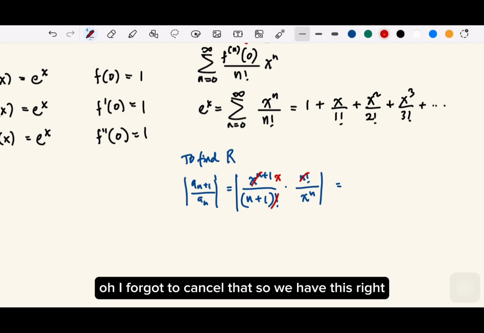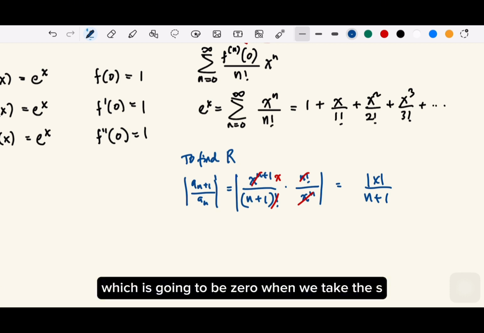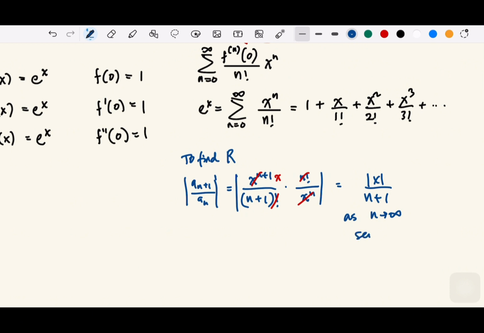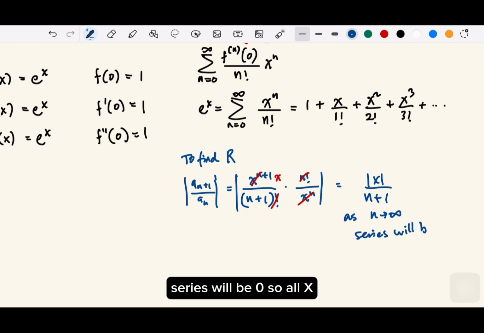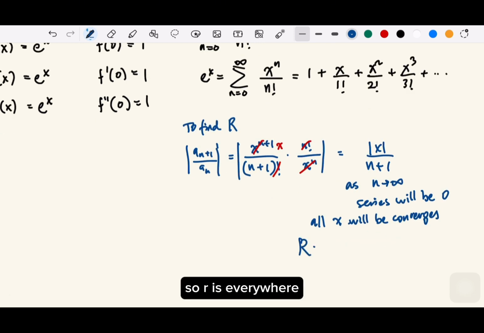Oh, I forgot to cancel that. So we have this, which is going to be 0 when we take the limit as n goes to infinity. So the series will be 0, so all x will converge. So r is everywhere.